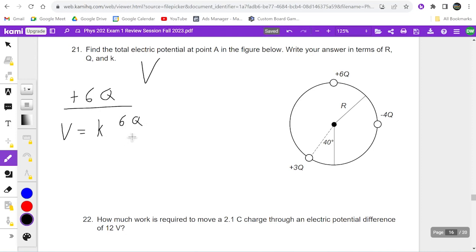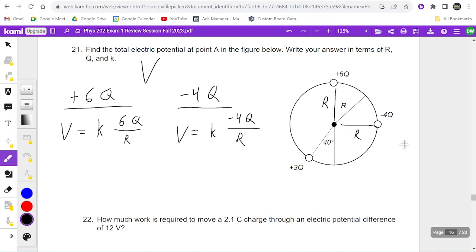Do not do absolute value for this one. Do not. And then divided by the distance. This distance is the radius, so it's just divided by R. Great. Done. Next, I'll do negative 4Q. For negative 4Q, V equals, again, K, negative 4Q in the numerator, and the distance is still R because it's still the radius. Okay, good. Now for the last one, it's the hardest one. It's the one at the angle. You got to break it up in X and Y components, or do you? You actually don't. Here's why.